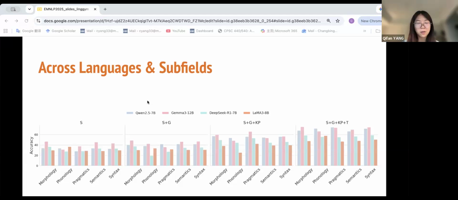Yeah, because I'm also doing multilingual language typological feature prediction or imputation.